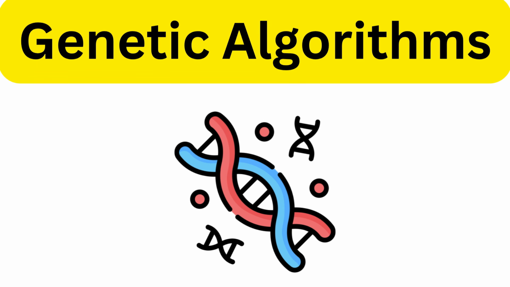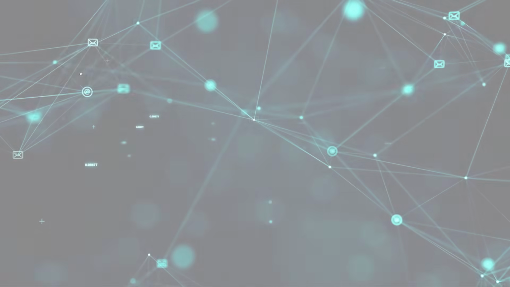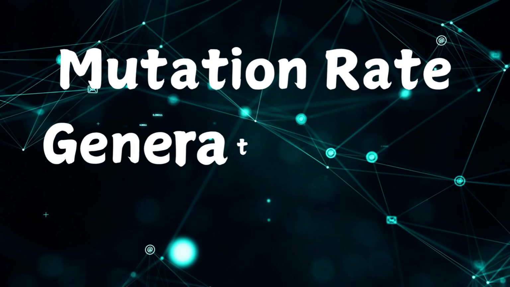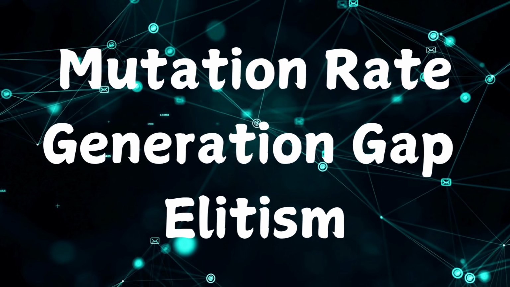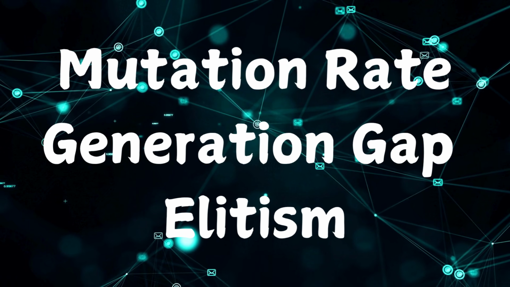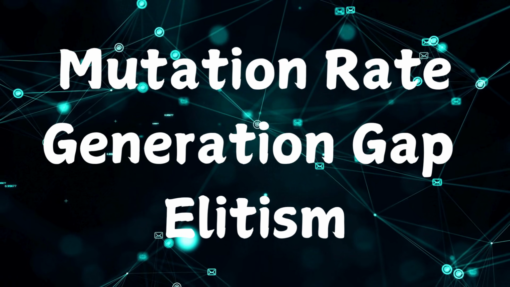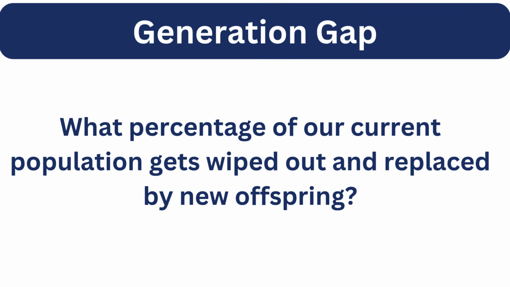But how exactly does an algorithm decide which players survive from one generation to the next? That's the real question. Today we are looking at three crucial concepts that control this digital evolution: generation gap, mutation rate, and elitism. Let's start with the generation gap.